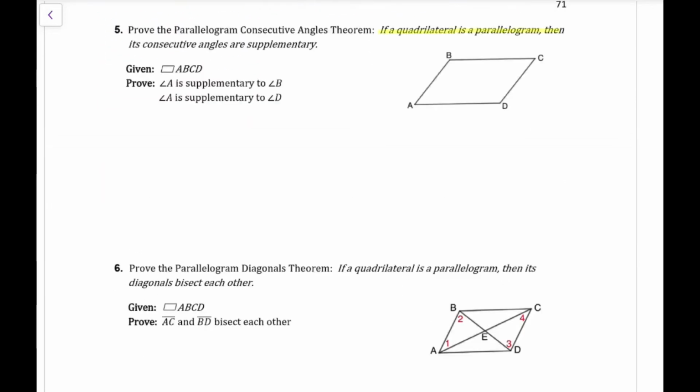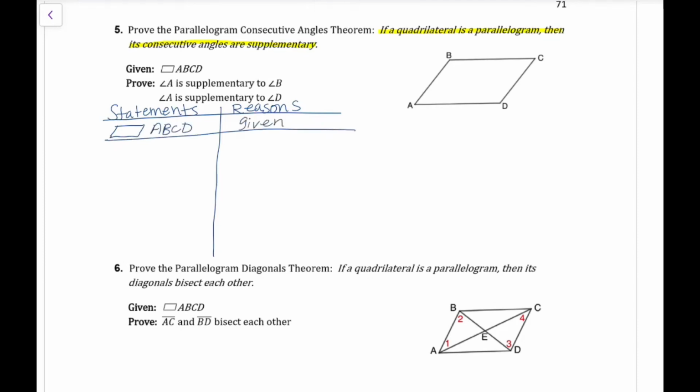On example 5, we're going to prove that consecutive angles are supplementary. We are given parallelogram ABCD. Remember, the definition of a parallelogram is that you have two sets of parallel lines. So we have BC is parallel to AD, and we also have AB is parallel to CD.